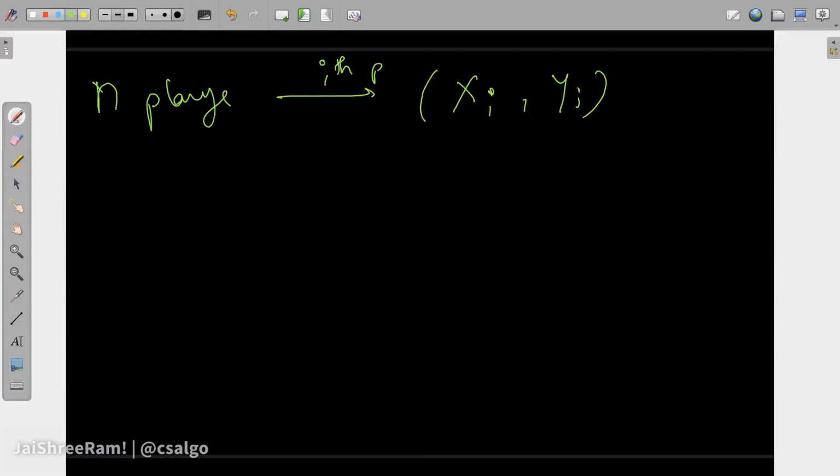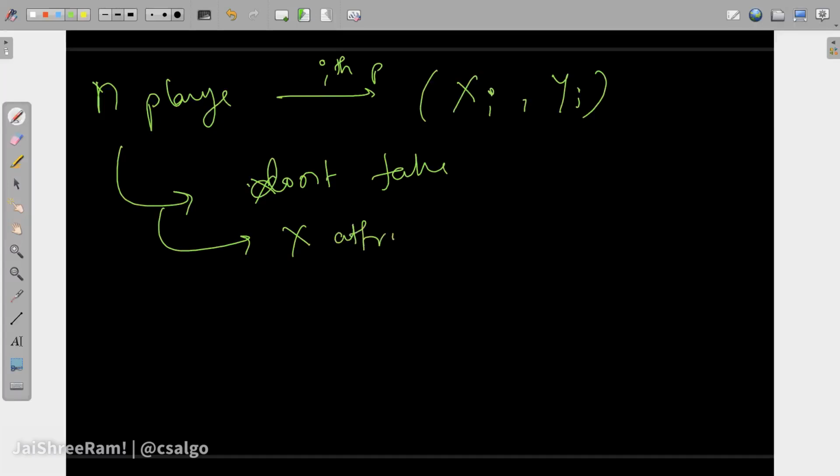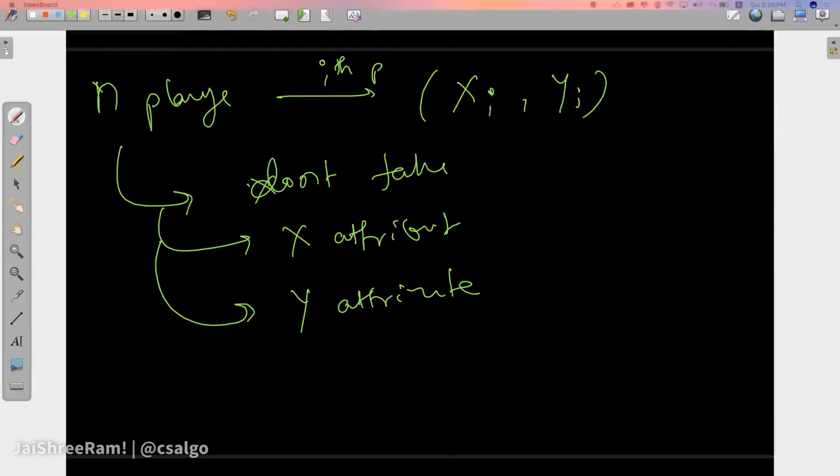Now for every player you will have to make a choice: either you don't take him, you take him for his x attribute, or you take him for his y attribute. There are only three choices for every player. These are the only choices that you have.